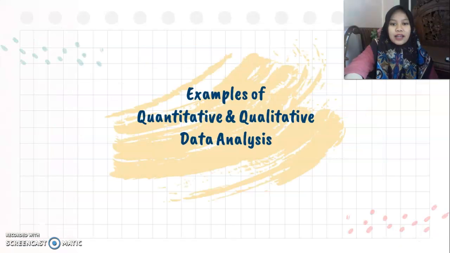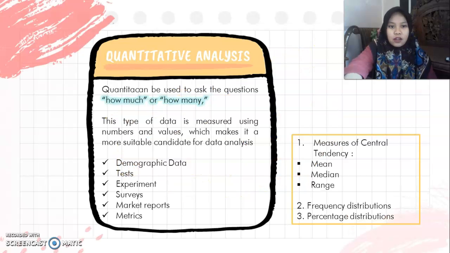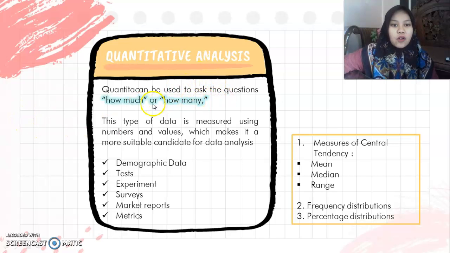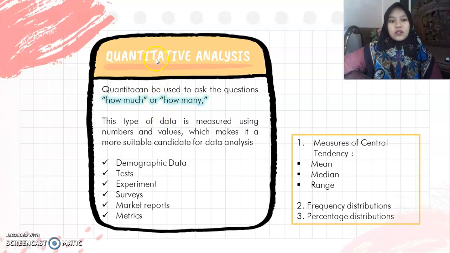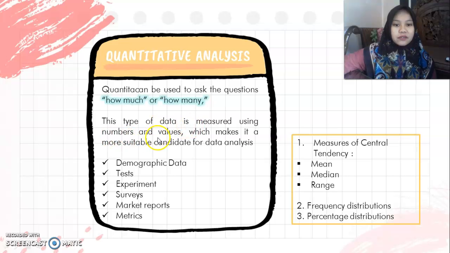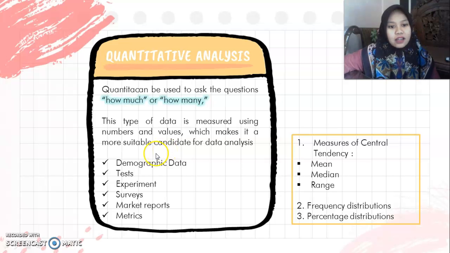Next, examples of quantitative and qualitative data analysis. For the quantitative analysis, quantity can be used to ask the question how much or how many. Of course, as the quantitative is focused more on the numerical, the question that can be asked is about the number, how much or how many. This type of data is measured using numbers and values, which makes it a more suitable candidate for data analysis. So these are the examples of quantitative analysis.